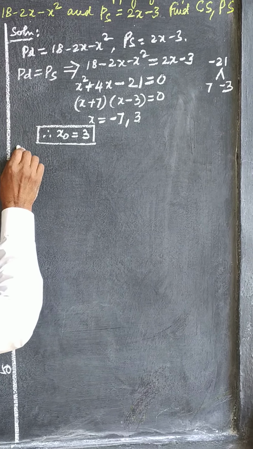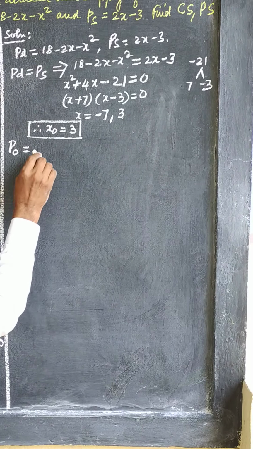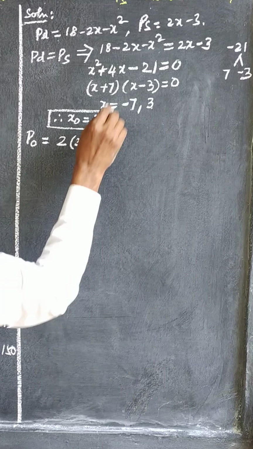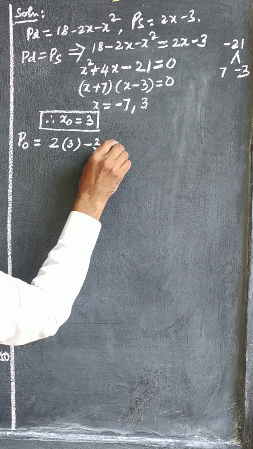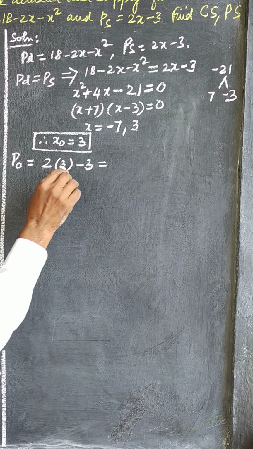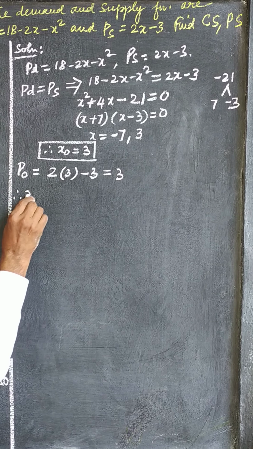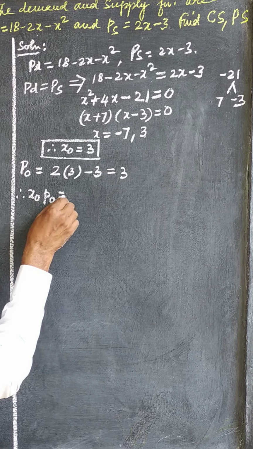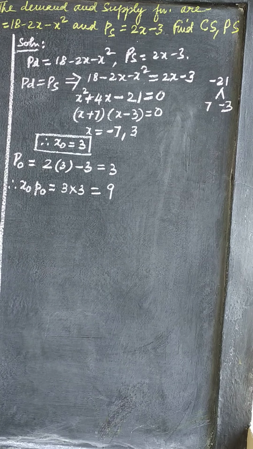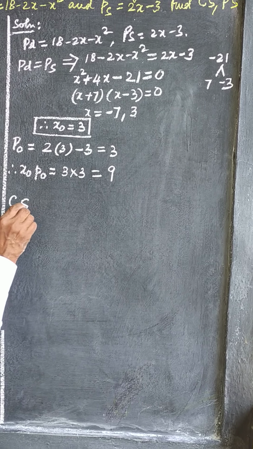Now, for p naught, you can take any of these functions. Very simple function. So, you can take p naught as 2 into 3 minus 3. That is equal to 2 threes are 6 minus 3, which is 3. Therefore, x naught p naught is equal to 3 into 3, which is equal to 9 only. Now we have to find out CS.